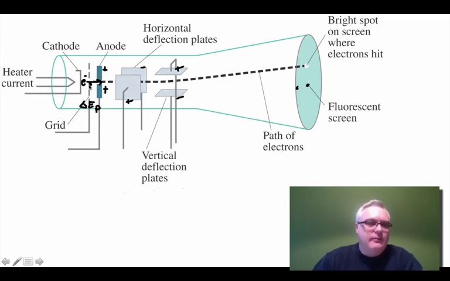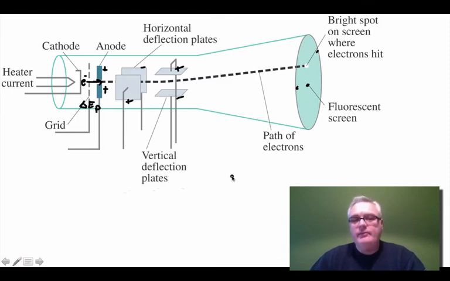Basically, electrons are being generated, accelerated, and deflected by two different electric fields. By varying the magnitude of the field, so increasing or decreasing the potential difference, and changing the direction of the electric field, we can cause that electron beam to scan across the screen. And it does this incredibly fast, obviously because we need to have a very good picture on our TV screen.